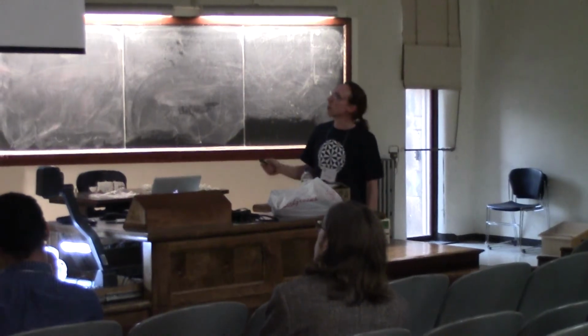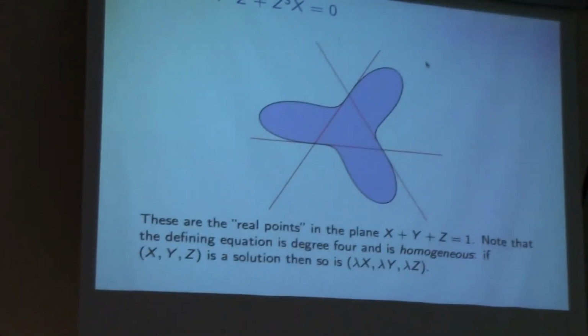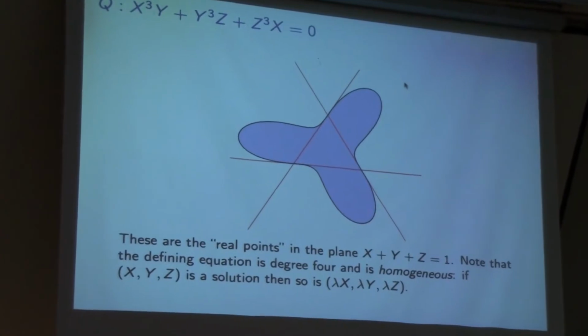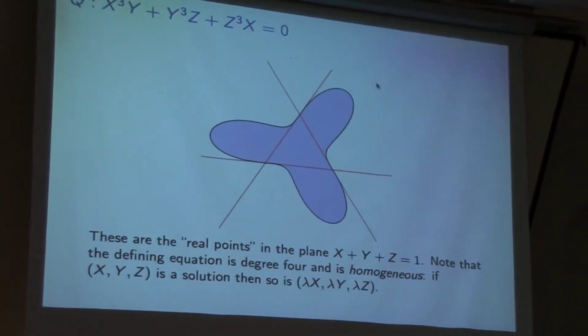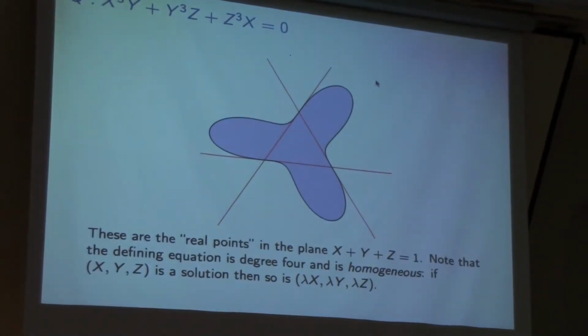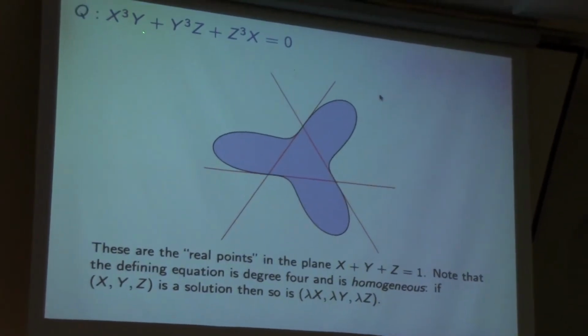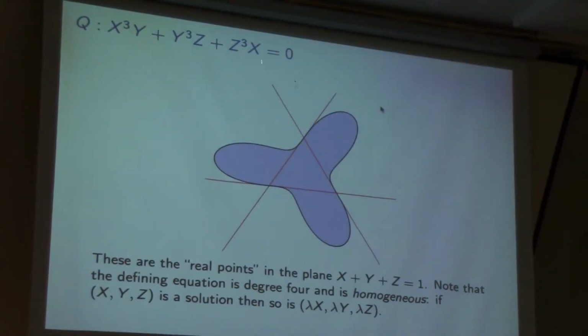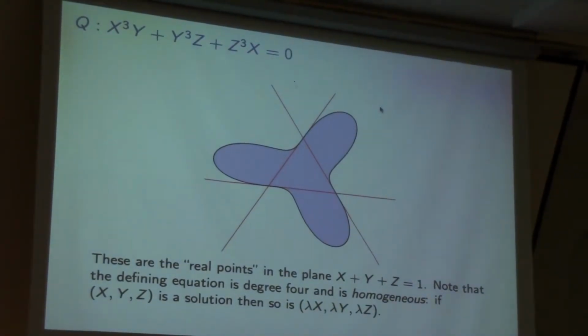This looks like algebra, right? Now I'm a topologist, so I very rarely get to say an equation, so I'm going to say this one. The Klein quartic is defined by the equation x cubed y plus y cubed z plus z cubed x equals 0. So this is degree 4.